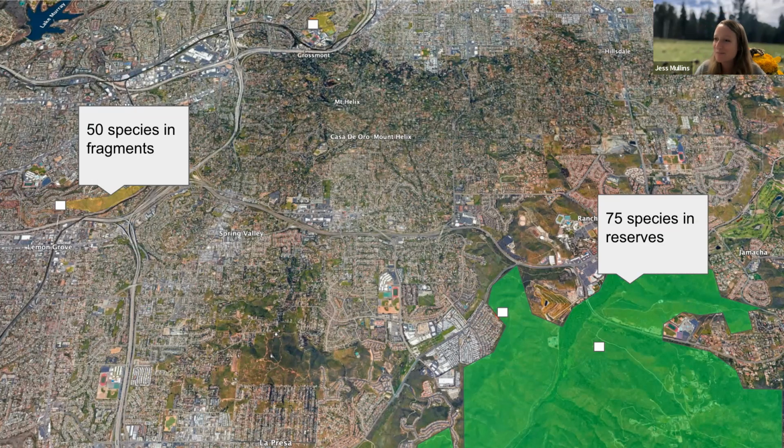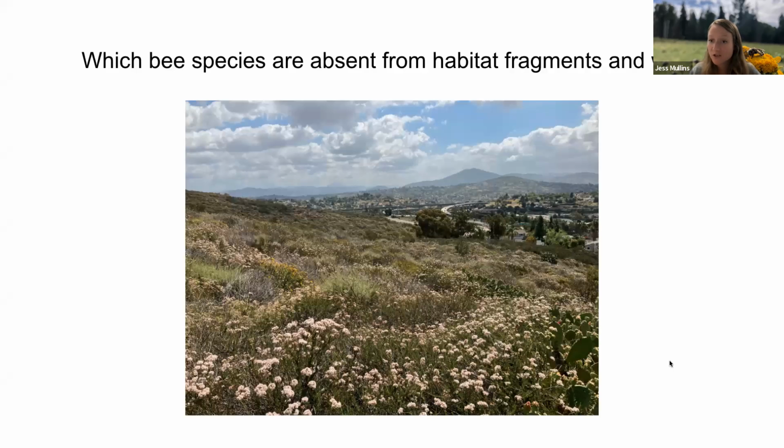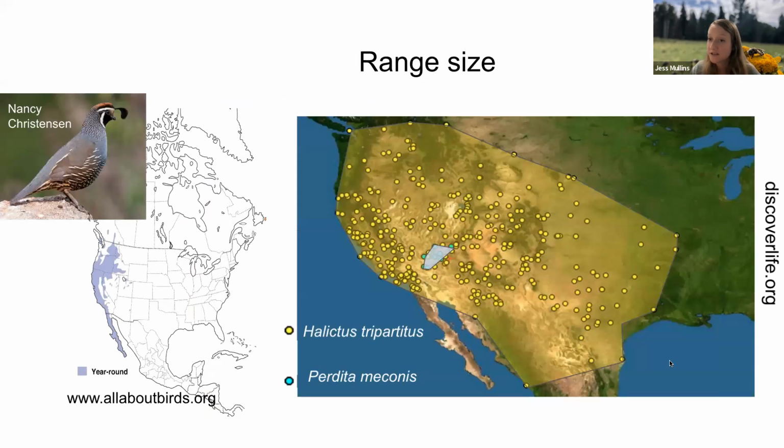But yeah. So just to put it on the map, there are fewer species in fragments and more in reserves. And so taking a closer look at that, which bee species are absent from fragments and why? So we see the patterns are clear, but what is driving these differences? And my interest is in range size. So range size is not just where one single individual can fly, it's where its species can survive globally. And the place that I see range size so nicely illustrated is in places like the Sibley's Bird Guide.